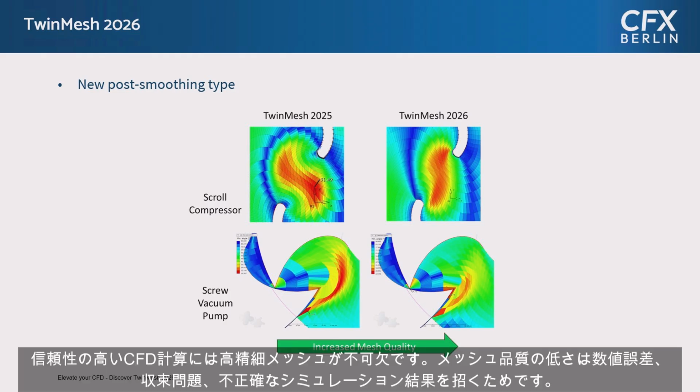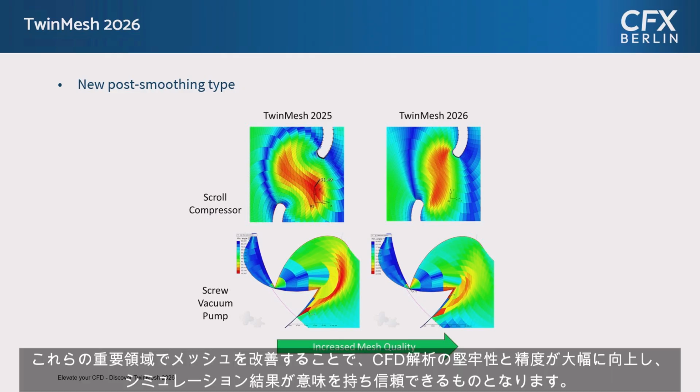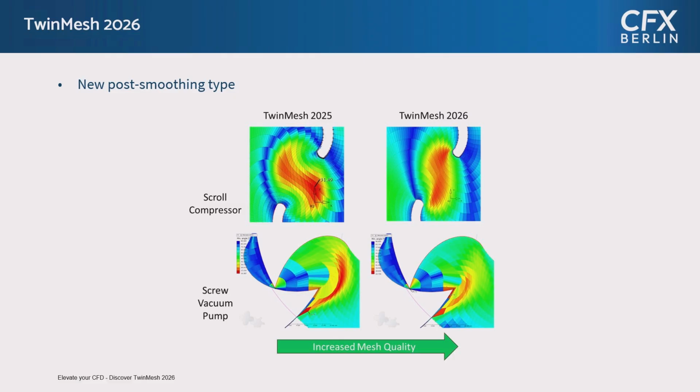High mesh quality is crucial for reliable CFD calculations, as poor mesh quality can lead to numerical errors, convergence issues, and inaccurate simulation results. By improving the mesh in these critical regions, the robustness and accuracy of the TwinMesh analyzers are significantly enhanced, ensuring that simulation outcomes are both meaningful and trustworthy.